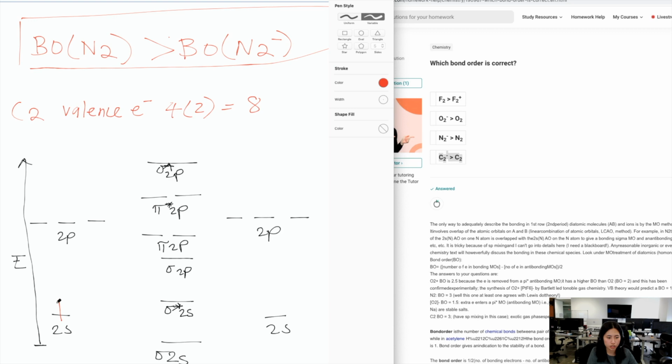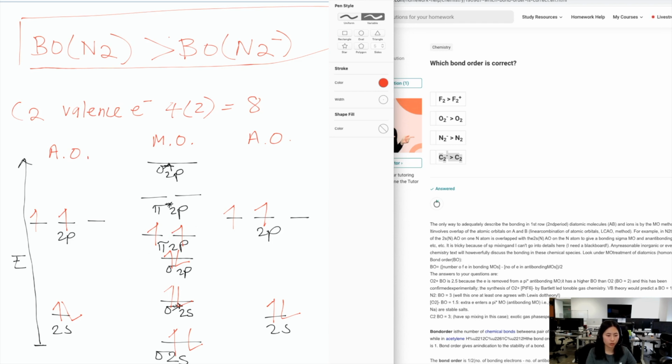So 2s2, let's just fill that, and then you have 2p2. Same thing again: this is atomic orbital, this is molecular orbital, and then you have atomic orbital, 2s2, then you have 2p2. And because you have 8 valence electrons, you need to fill your entire molecular orbital diagram with 8 electrons. So 1, 2, 3, 4, 5, 6, 7, 8, right? And then you stop there.